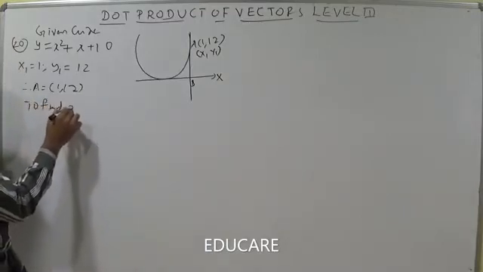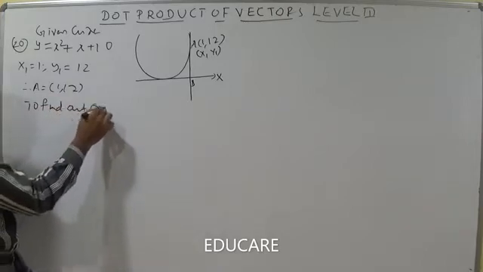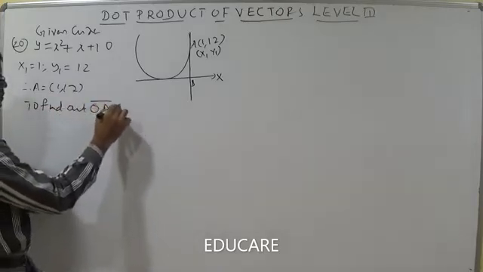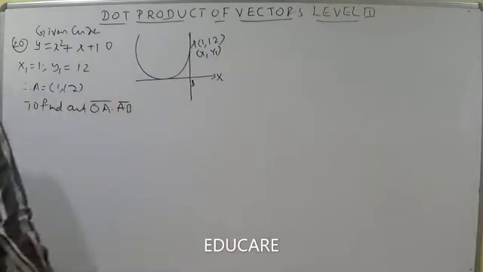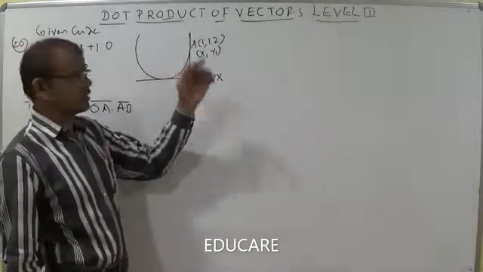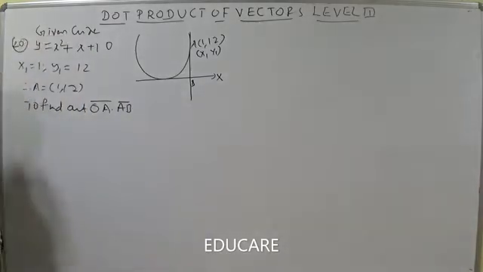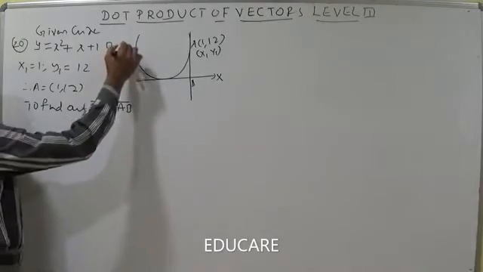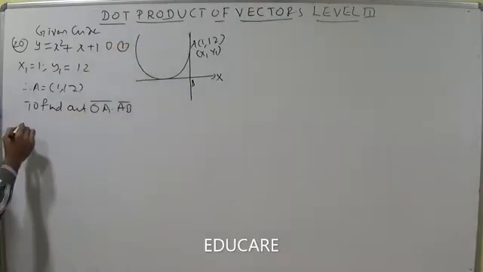Which one to find out? OA dot AB. What is AB? What is OA? OA means the position vector with respect to O. You can write i plus 12j. For AB, first of all we should calculate the tangent. Let it be the first equation.